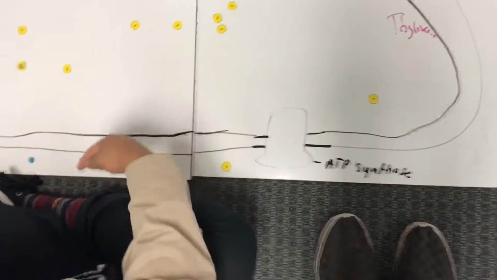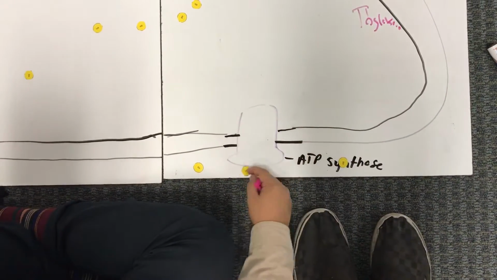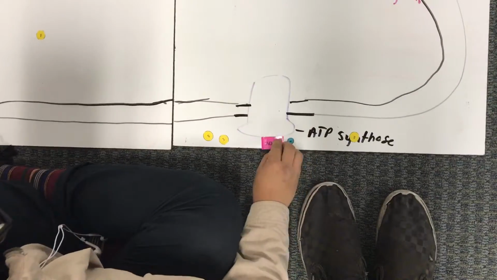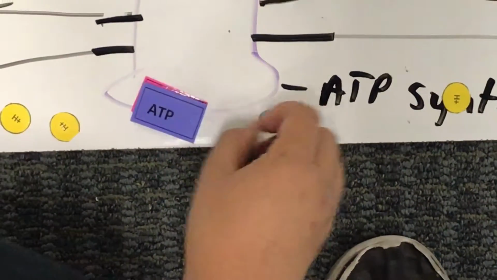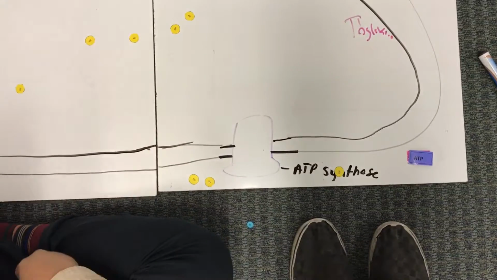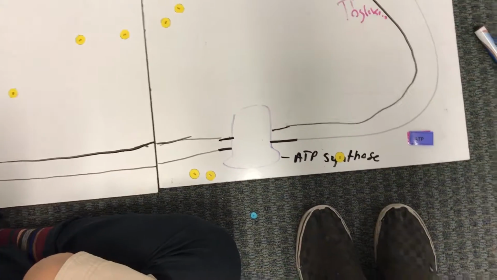Like in cellular respiration, as hydrogen protons pass through ATP synthase, ADP and phosphorus are given enough energy to create one molecule of ATP. So there we go, our light-dependent reactions that will create NADPH and ATP, which will be used for the Calvin cycle.